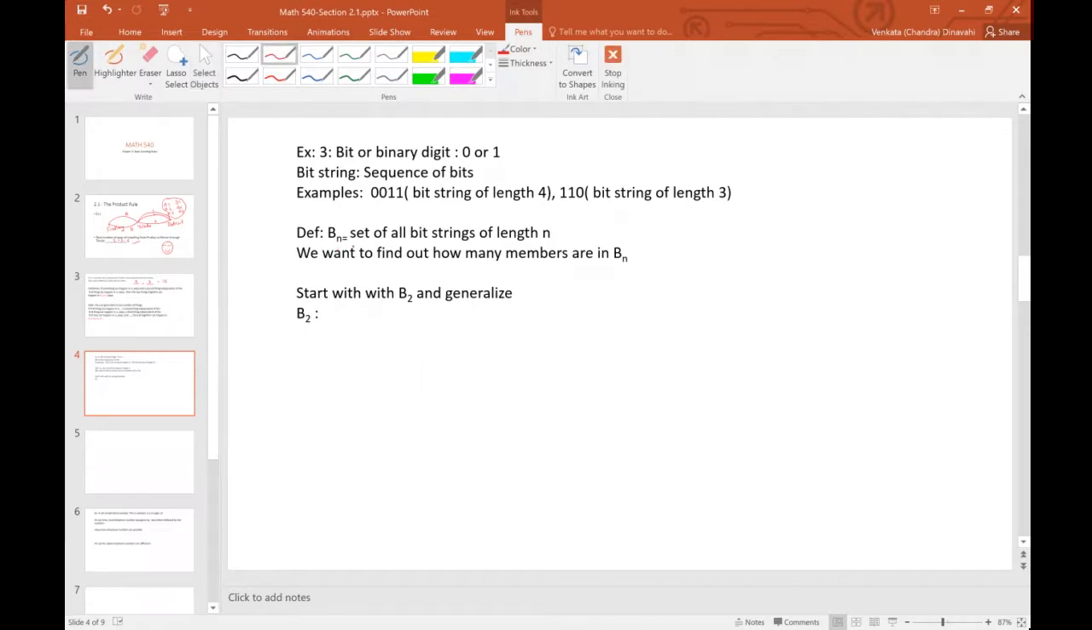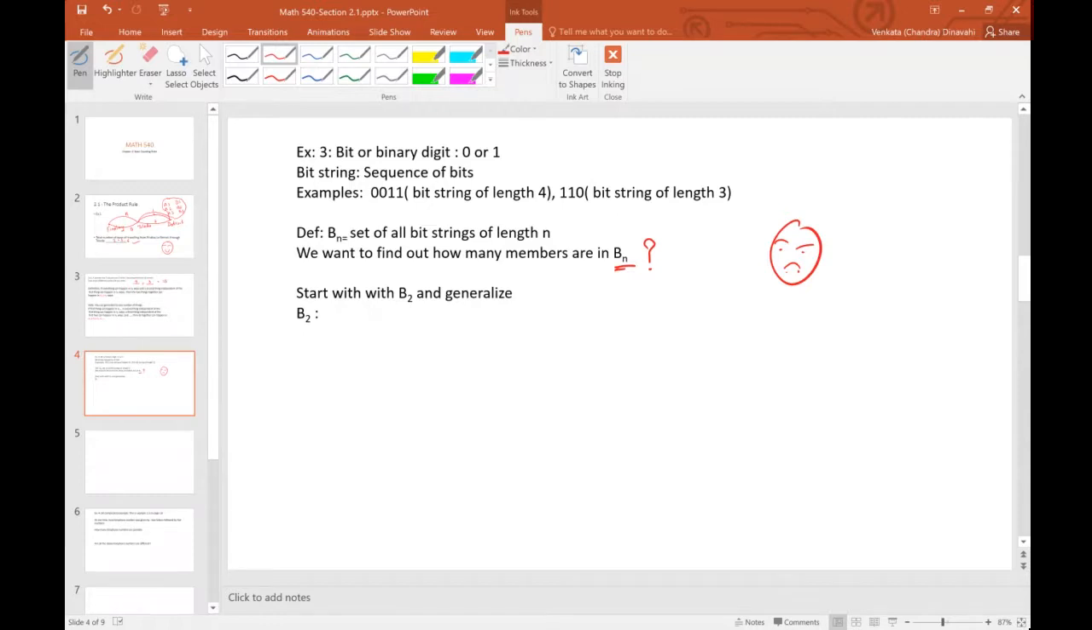Now my aim is to find out Bn, that is the collection of all bit strings of length n. That means B4 is the collection of all the strings of length 4, and B3 is the collection of all the strings of length 3. Now you want to figure out how many different bit strings are possible of length n. That is what we are trying to find out. So this is what we want.